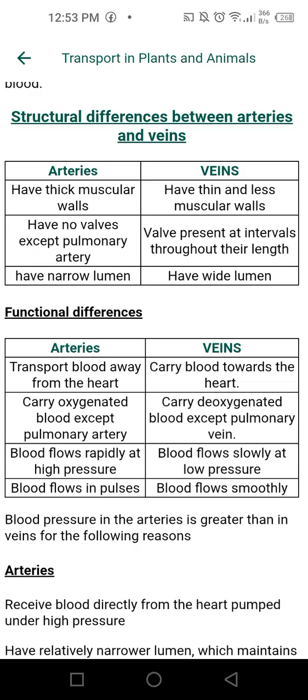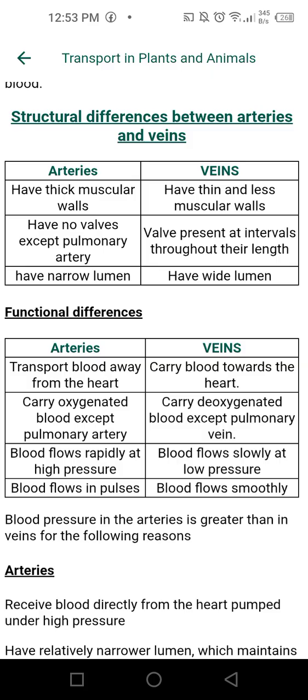Functional differences. Arteries transport blood away from the heart; veins carry blood towards the heart. Arteries carry oxygenated blood except the pulmonary artery; veins carry deoxygenated blood except the pulmonary vein. In arteries, blood flows rapidly at high pressure; in veins, blood flows slowly at low pressure. In arteries, blood flows in pulses; in veins, blood flows smoothly.